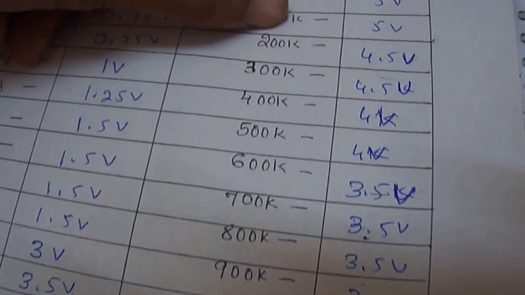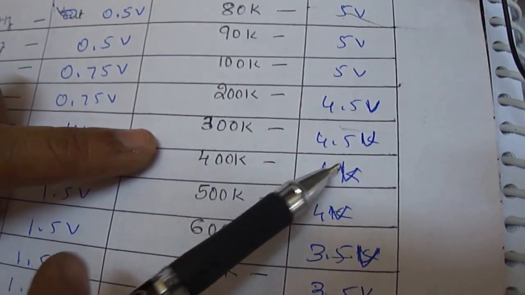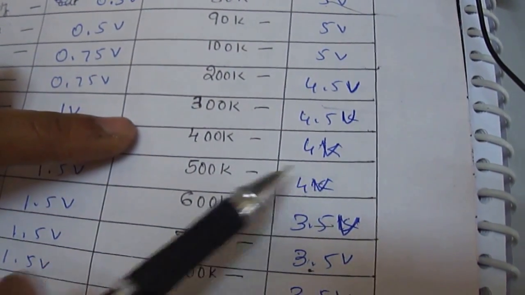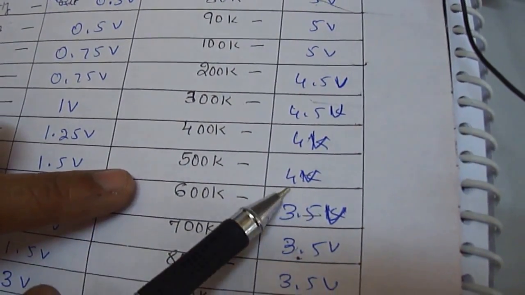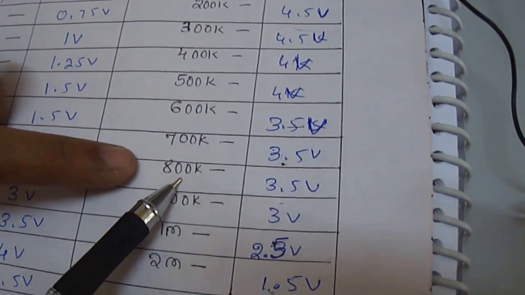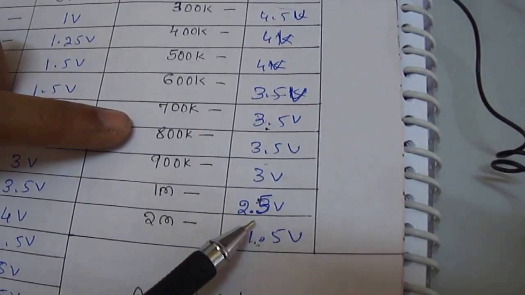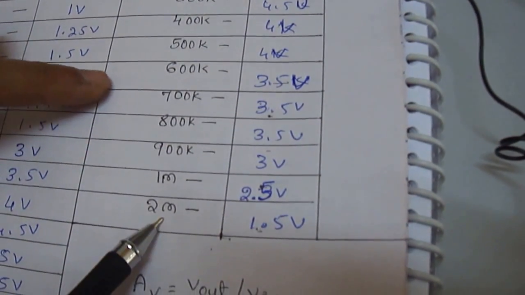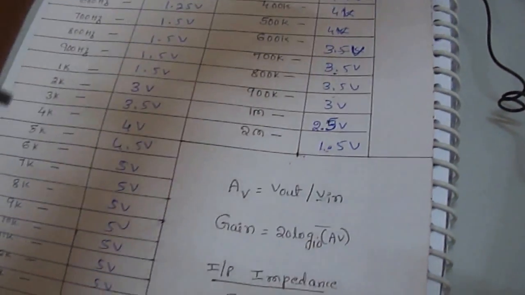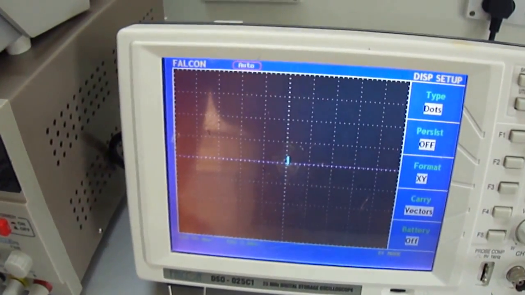After 200K, at 200K we are getting 4.5, 300K 4.5, 400K 4 volts, and then 500K 4 volts, 600K 3.5, 700K 3.5, 800K 3.5, 900K 3 volts, 1 megahertz 2 volts, and at 2 megahertz, the last one, we are getting 1.5 volts, like this.